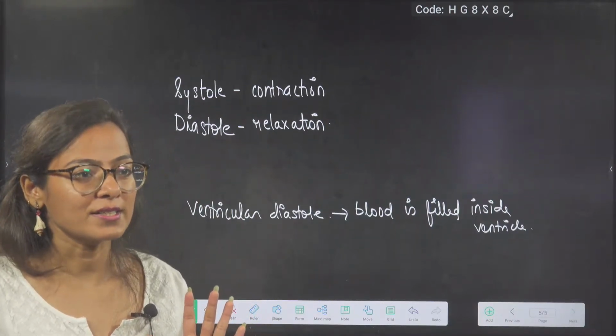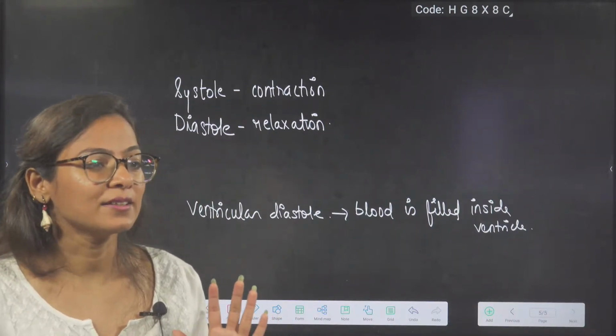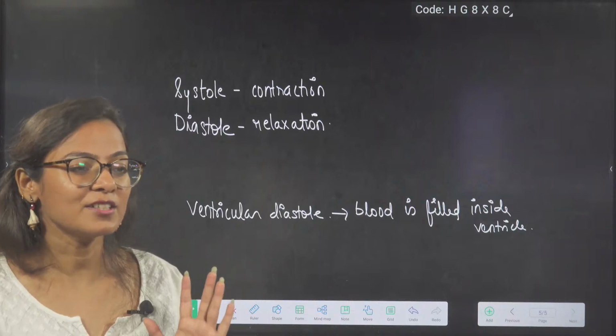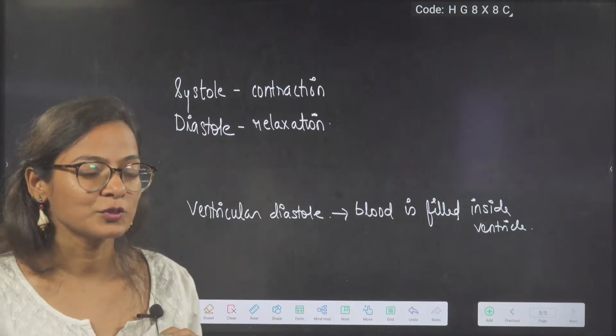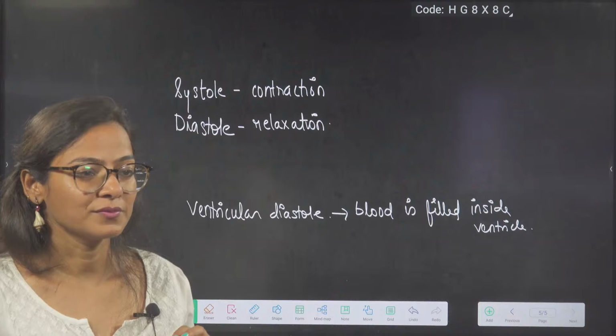Yes, Joshika, yes. Yes, Lucky. You are very lucky that this topic is there in NCERT. Okay?